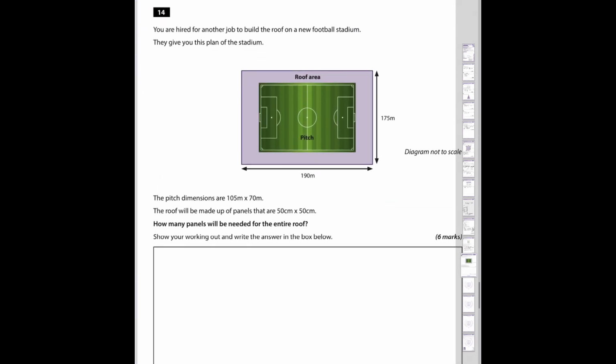Question 14. You're hired for another job to build the roof of a new football stadium. They give you this plan of the stadium. The pitch dimensions are 105 by 70. The roof will be made up of panels of 50 centimetres times 50 centimetres. We'll work that out shortly. How many panels for the entire roof?